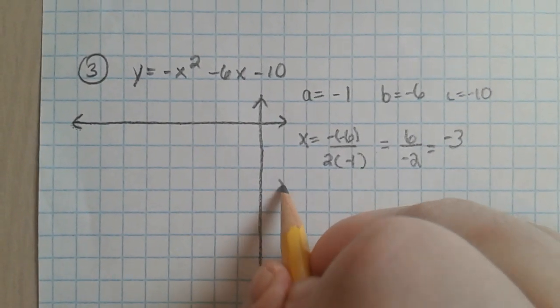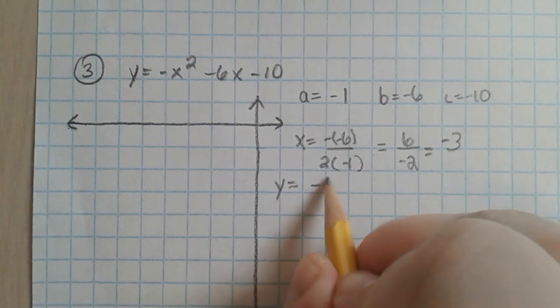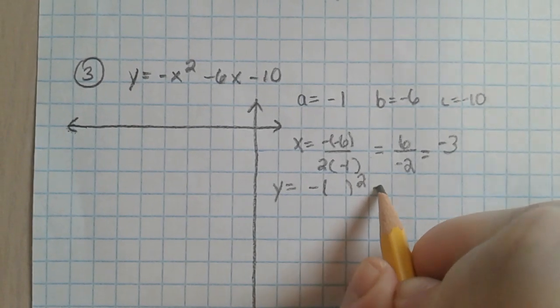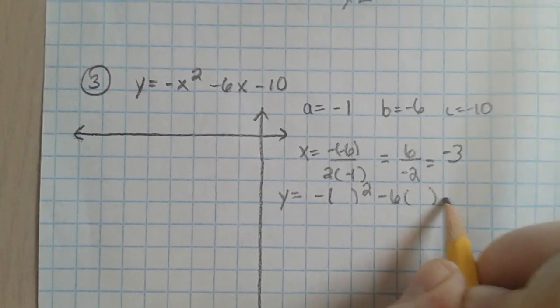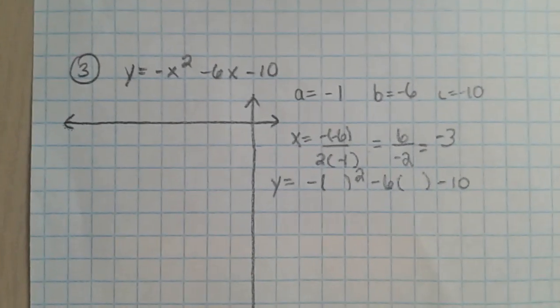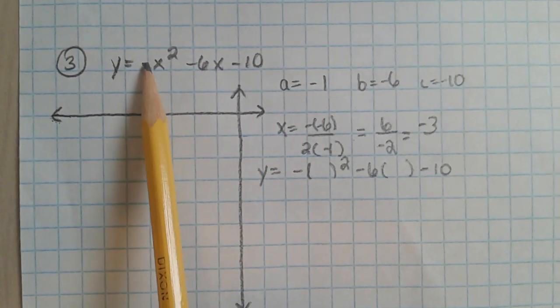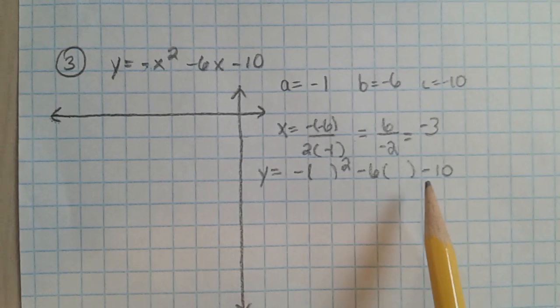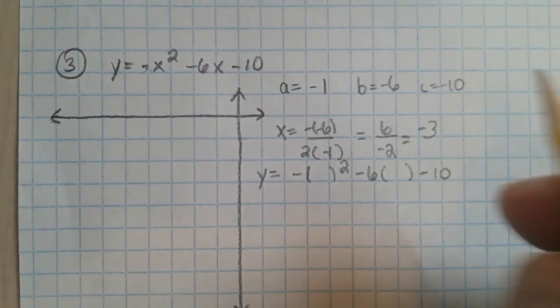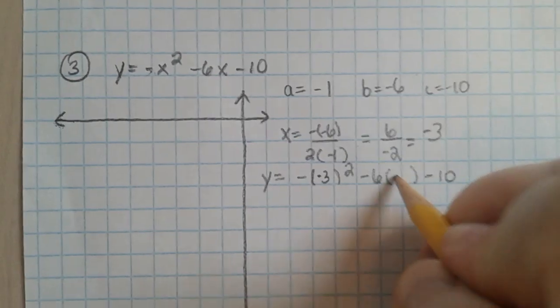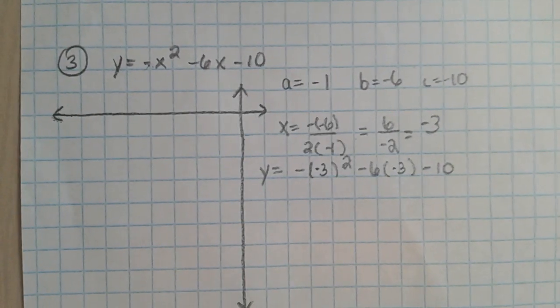Now when I'm plugging this in, just be careful. It's negative parentheses squared minus 6 times parentheses minus 10. I think especially when you see that negative sign in front, it might help to write this out, replacing the variable with parentheses, then going to plug that number in, the x value, which in this case is negative 3.